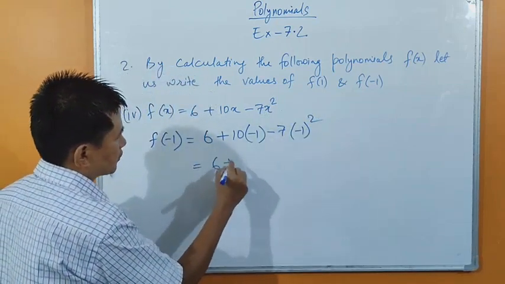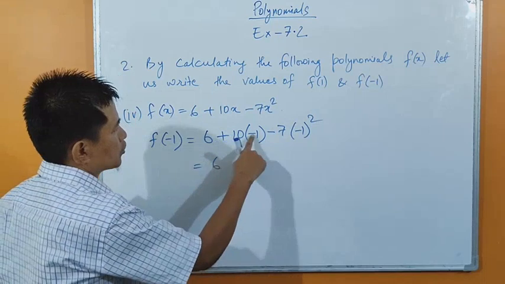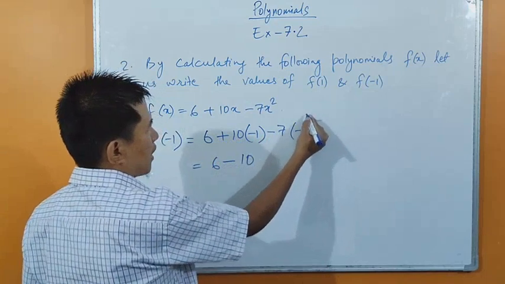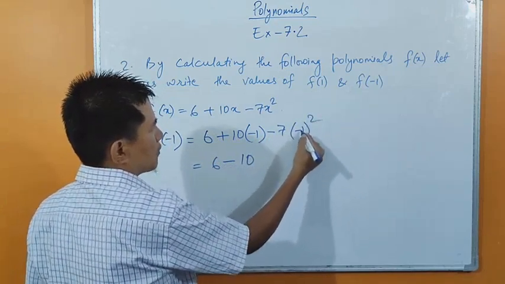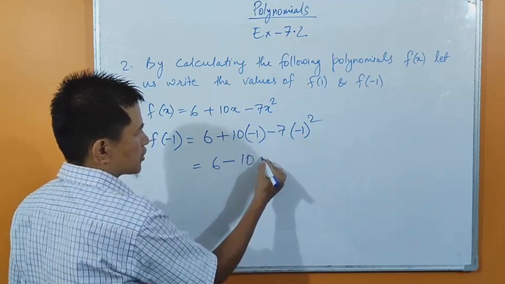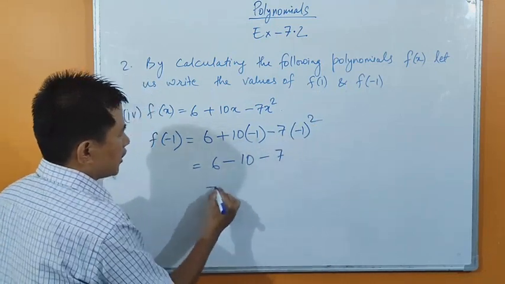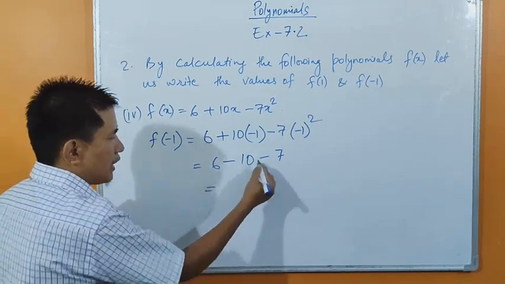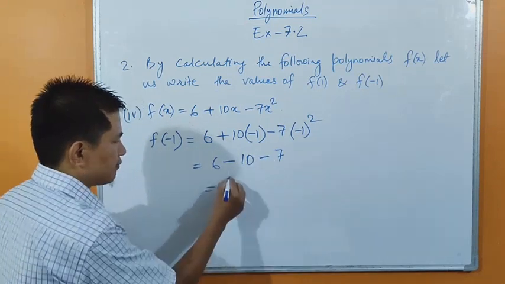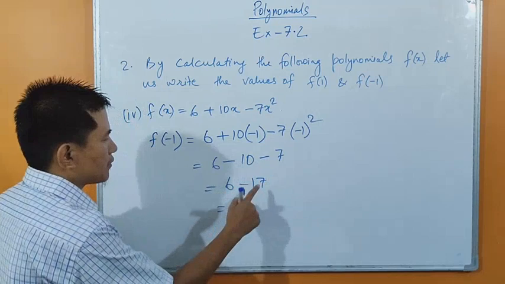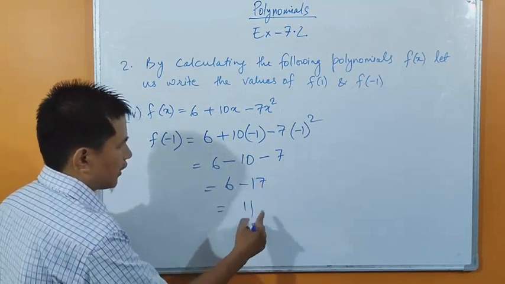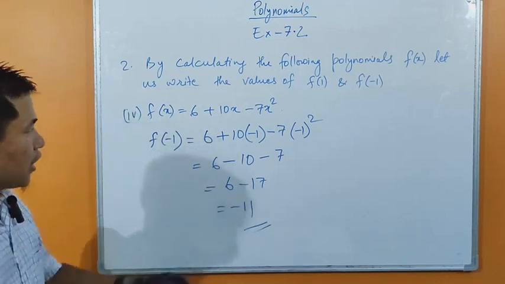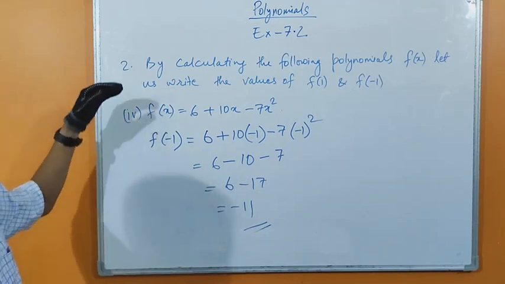So 6 plus, this plus into minus becomes minus, 10 ones are 10, and this minus 1 squared, the power is an even number, so minus 1 squared becomes plus 1, and the plus into this minus is minus, 7 ones are 7. Now we have two negative numbers, so we add these two numbers and subtract 6. Minus 10 and minus 7 becomes minus 17. 17 minus 6 is 11, and the sign of the greater number comes here, so this is minus, we put minus here. Now this is the answer for sub number 4 of question number 2.